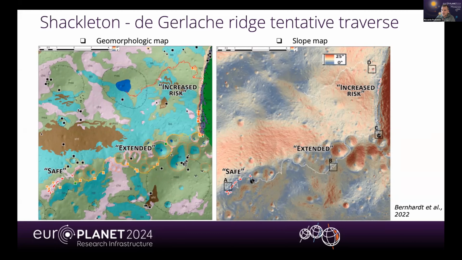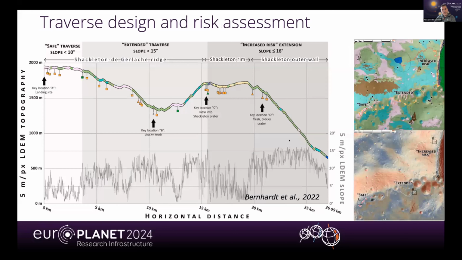So you see, slope is a good indicator of what you can or cannot do. You can draw a profile around your traverse path once you have drawn it. And here, this is what they did. They put together these two types of information: the geomorphic map, the scientific sites, and the slope. And you can plot it all together. For example, this is the landing site here. Key location. Other key locations for sampling are the orange one and the green ones.